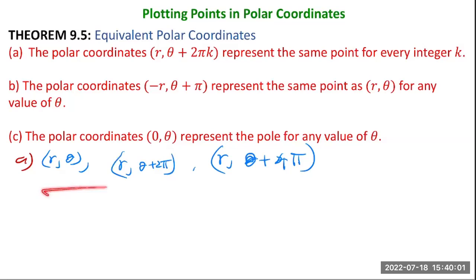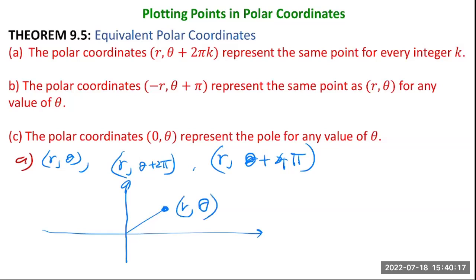Okay, so are these points the same on the polar plane? Let's see. If I draw the polar plane, let's say this is your polar plane, and suppose that your point r comma theta is this point. Then my question is, is this point the same as r comma theta? Well, as you can see, r is the same, right? The distance from the origin is the same, r. The only difference is that here the angle is theta, and there the angle is theta plus 2 pi, right? So here, this is the point corresponding to r comma theta. Then what is this other point?